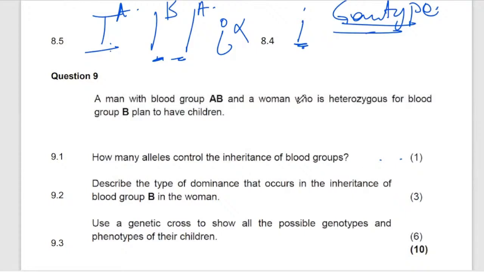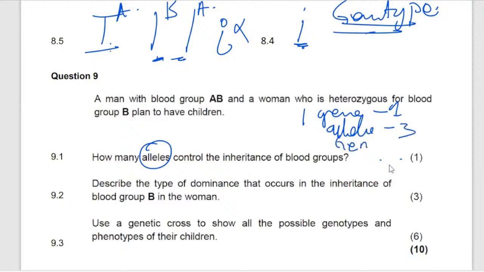A man who is blood group AB and heterozygous marries a woman of blood group B, and they have children. How many alleles control blood group? They're now talking about the alleles. Gene, there is 1. Allele, there are 3. Genotype, there are 6. Phenotype, there are 4.